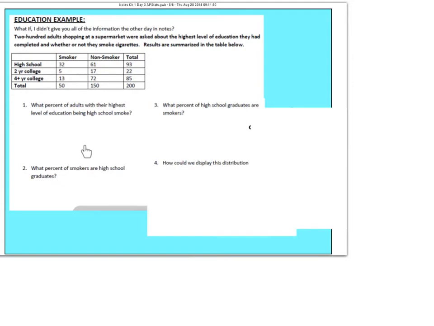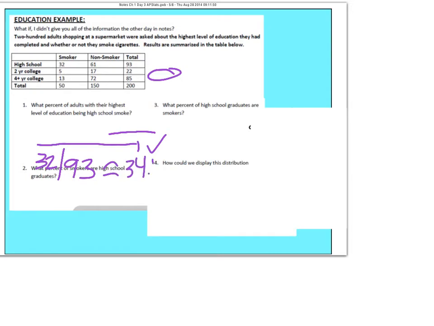What you want to ask yourself about this question is, are they looking at everyone in the table, all 200 respondents, or is it a subset that is a conditional group within this table? So if we read it again, it says, what percent of adults with their highest level of education being high school? I stop right there. Do they smoke? So I'm actually going to look at those that had the highest level of high school, which is 93. So of that group, how many of them smoke? The answer here is 32 out of 93, and that is going to be about 34.4% of those smoke. This is considered a conditional number because we're not looking at the entire table total. It's a subset.